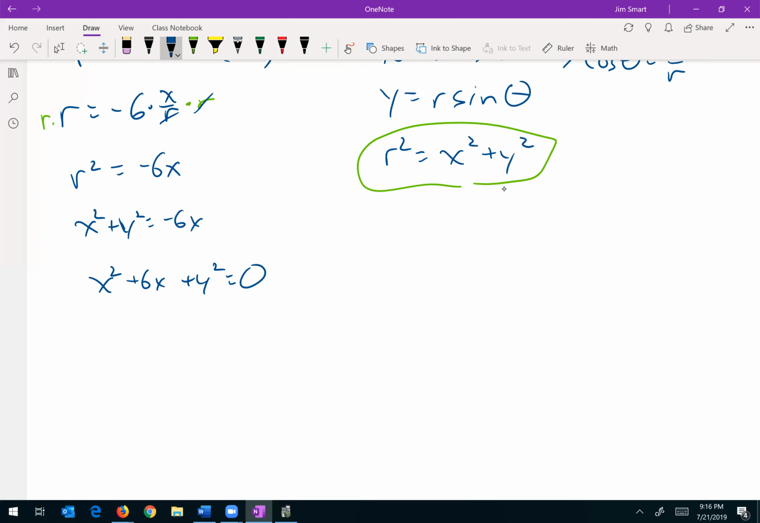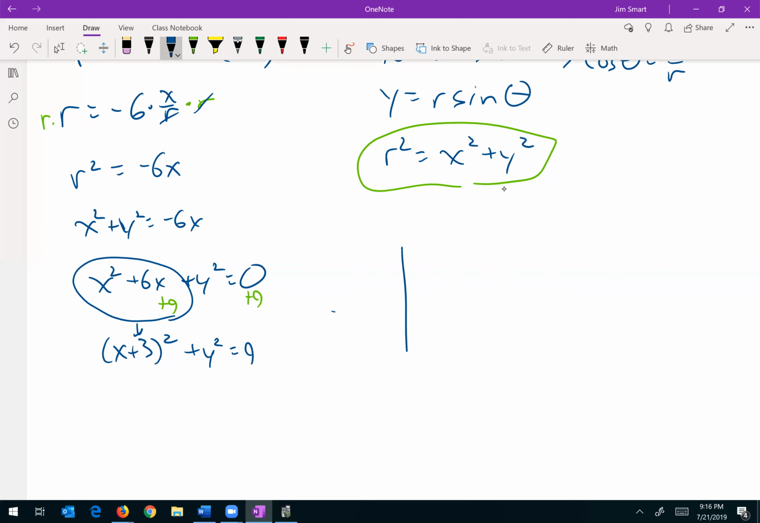And now I need to complete the square with the x squared plus 6x. That'd be x plus 3. It's half of it squared, and then the missing term is 9. So I add a 9 to both sides. Now the x squared plus 6x plus 9 is the x plus 3 squared plus y squared equals 9. So this equation turns into a circle with center -3, 0, and radius 3.